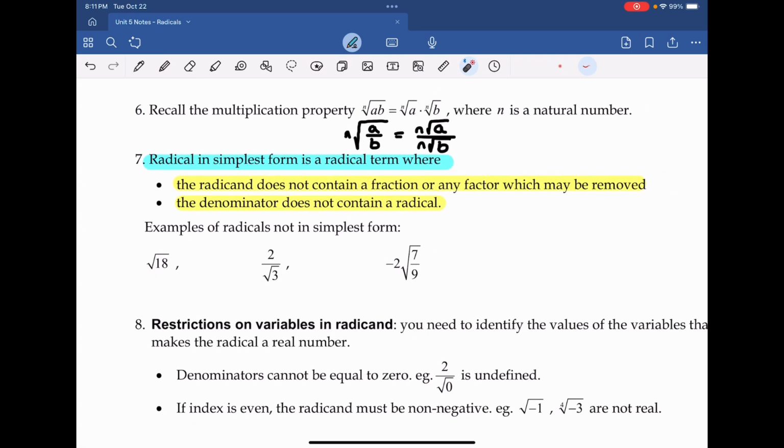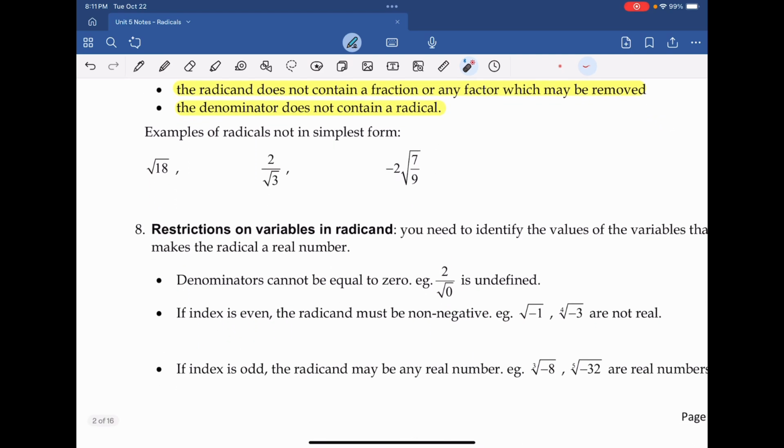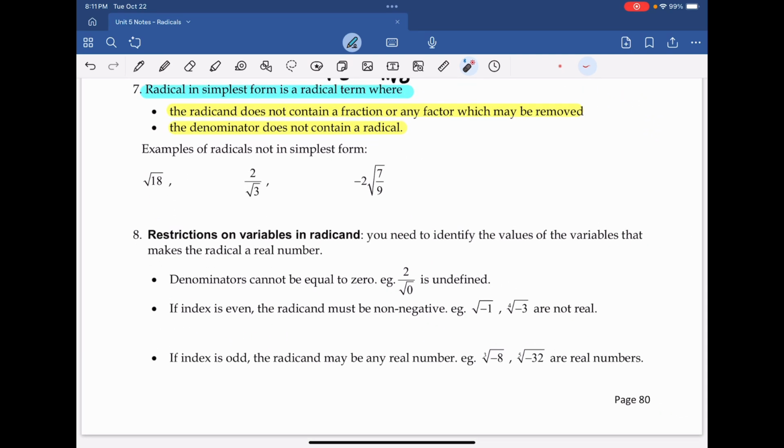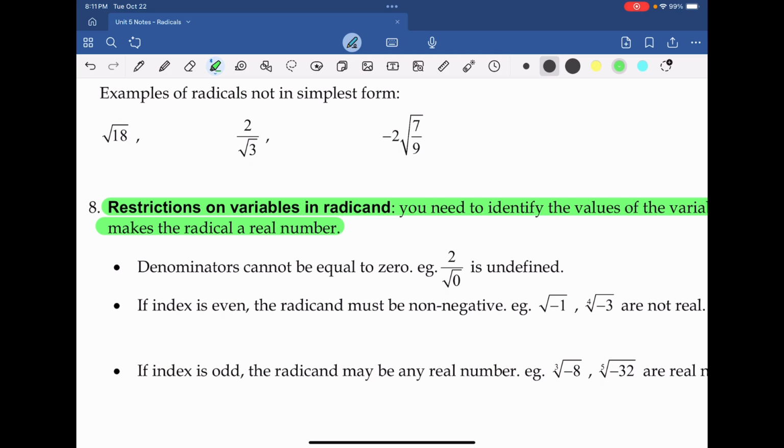Now, restrictions on the variables in the radicand: we need to identify what numbers will make the overall expression real. It's really important that we restrict it to values that will only make it real, because with certain values, the radicals will not be real, and if they're not real, then we don't want to consider them, at least for now. So first and foremost, our denominators cannot be zero. We know that from previous grades and other units. Our denominators cannot be equal to zero, because that gives an undefined solution.